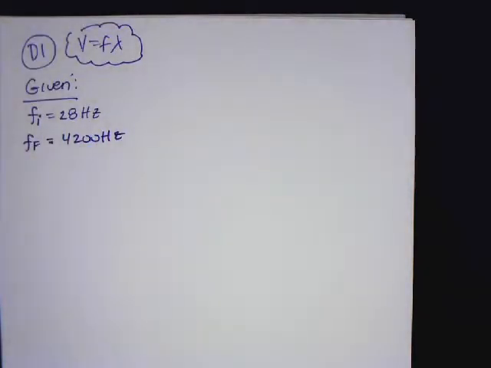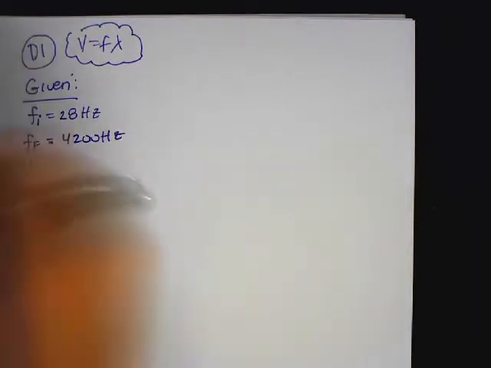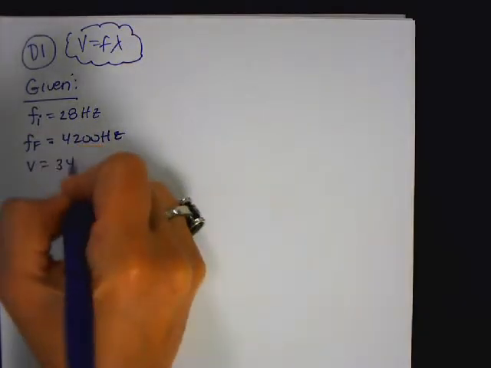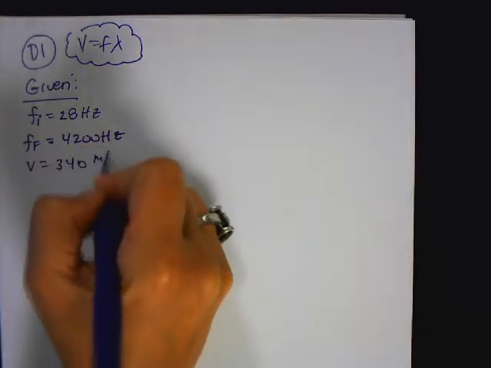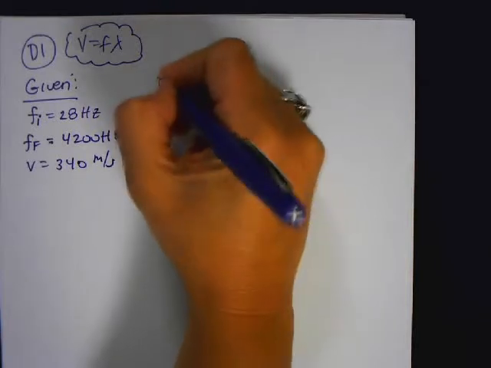Find the range of wavelengths in air attained by this instrument when the speed of sound in air is about 340 meters per second. So V is equal to 340 meters per second. So I want to find lambda.